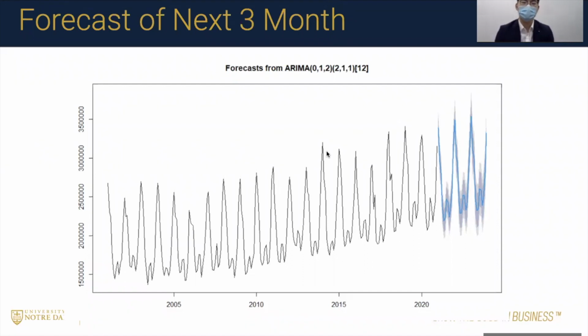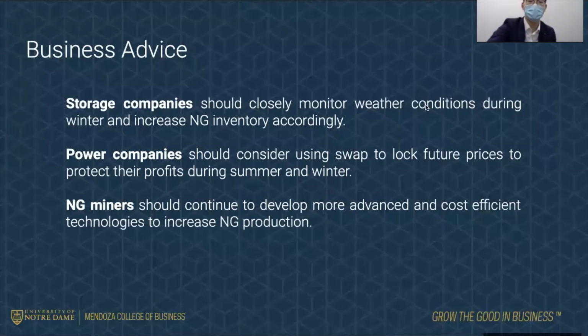So finally, we use the ARIMA model to predict the next 3 months of natural gas consumption, and we can see that it has an overall upward trend with strong seasonal patterns. And from that, we can give some advice to 3 kinds of business.